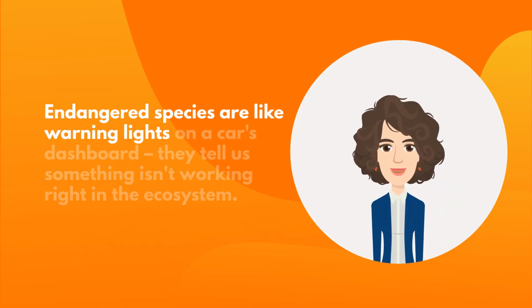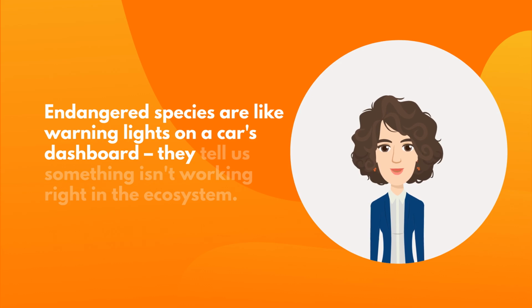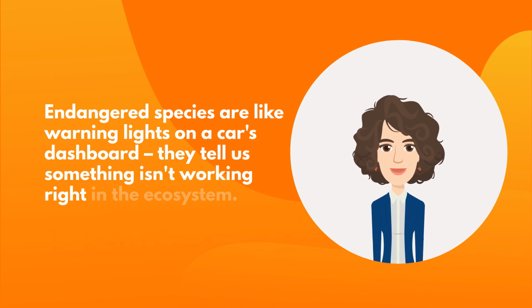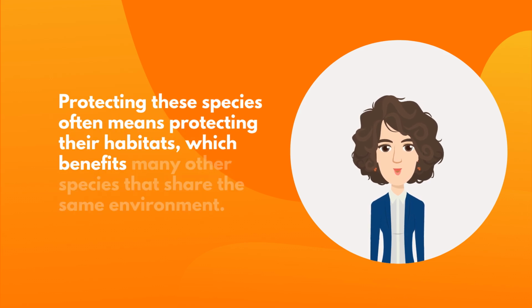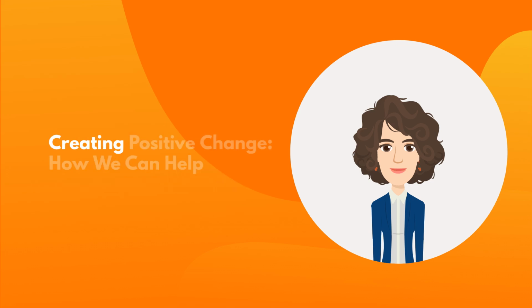Endangered species are like warning lights on a car's dashboard. They tell us something isn't working right in the ecosystem. Protecting these species often means protecting their habitats, which benefits many other species that share the same environment. Creating positive change. How we can help.